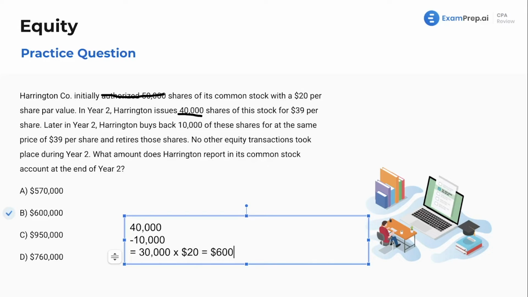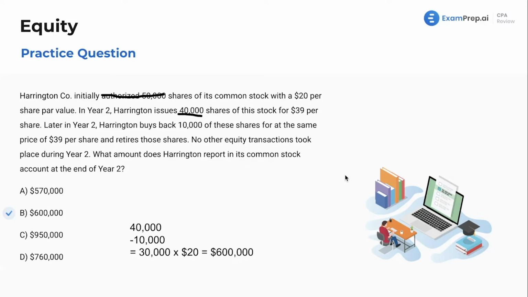So again, keep in mind, what are we looking for here? Is it the amount of shares? Is it the amount of dollars? That is going to be what's in the capital account at the end of year 2. Cool. Awesome.